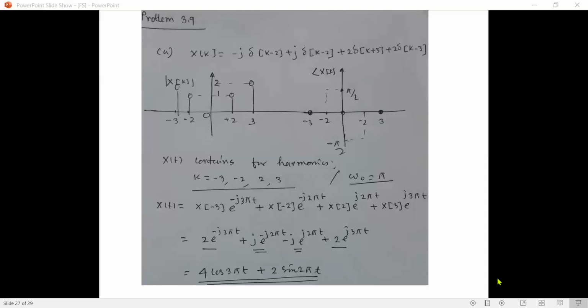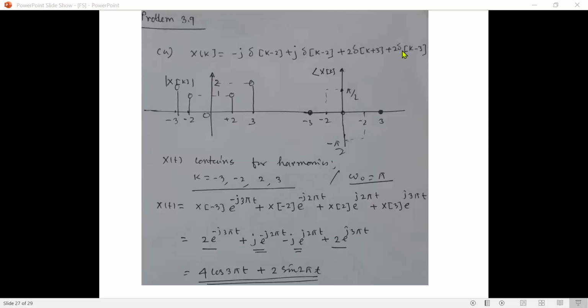Am I connected or disconnected? Nothing is showing on the screen. Can you see it now? Yes, sir.